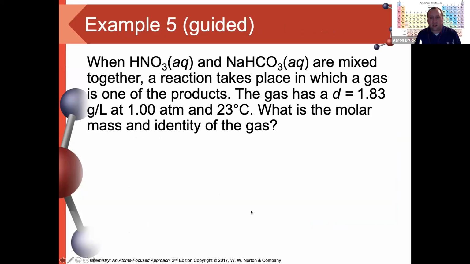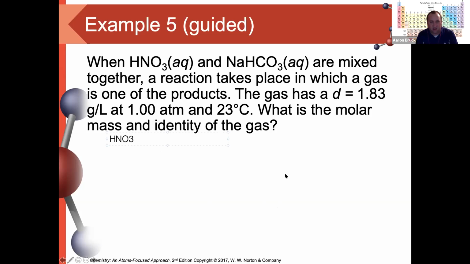So let's take a look at an example here. I have a reaction occurring between nitric acid and sodium bicarbonate. They mix together, and a reaction takes place where gas is one of the products. The gas has a density of 1.83 grams per liter at 1 atmosphere of pressure and 23 degrees Celsius. What we want to know is the molar mass and the identity of the gas. If we do the chemical equation, we can probably get a pretty good idea of both of these questions.